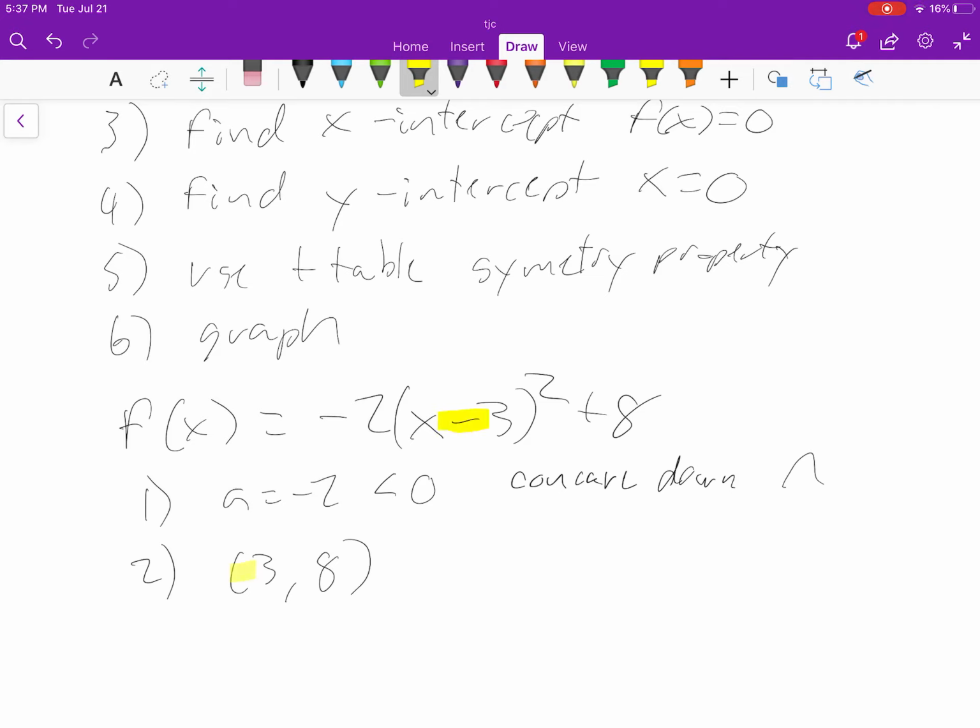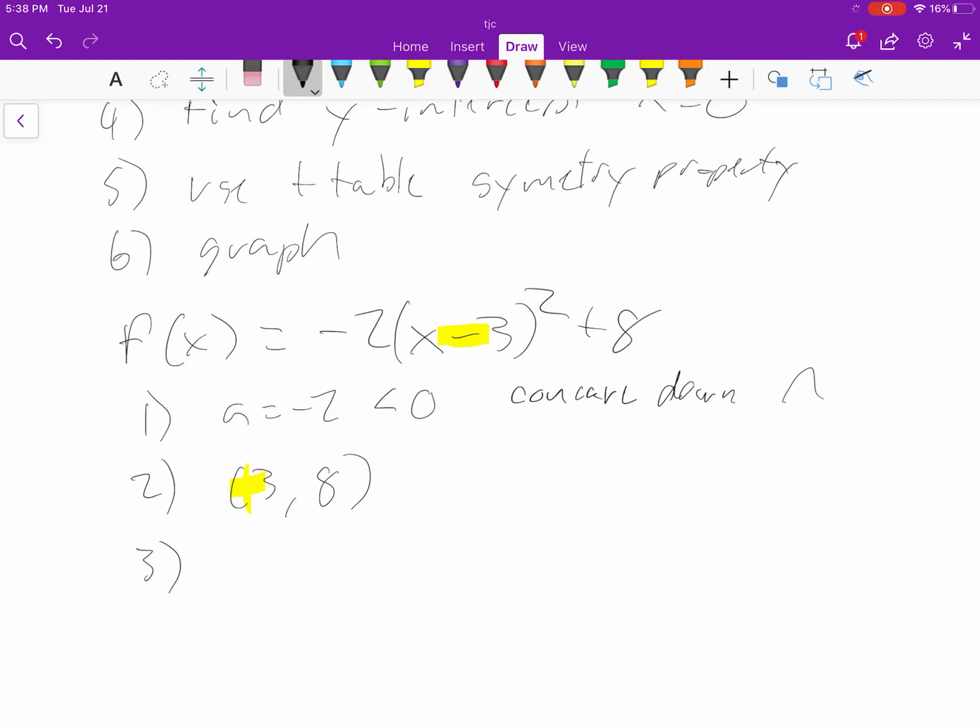Okay. Number three is find the x-intercepts. So the x-intercepts are when the function equals 0. So set the function equal to 0 and solve it. You're going to subtract 8 from both sides. Then divide both sides by -2. Then use the square root property on both sides. And when you do that, don't forget your plus or minus. Here the square root and square cancel, and you get x minus 3 equals plus or minus 2.